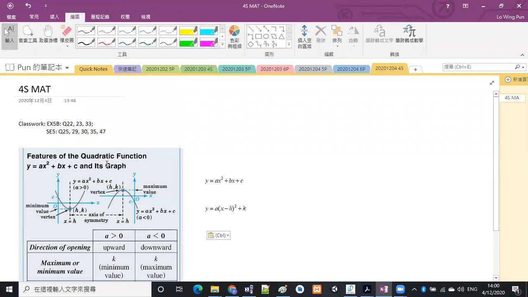Today, I would like to talk about some questions from the textbook, and all of them are about the graphs of quadratic function and some extension. Normally the question will ask you to find some area on the graph related to the graph of quadratic function.